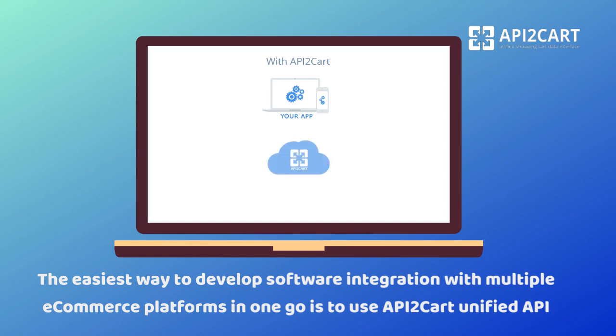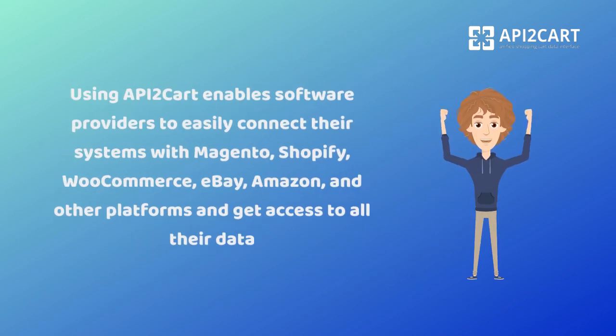The easiest way to develop software integration with multiple e-commerce platforms in one go is to use API2Cart Unified API. Using API2Cart enables software providers to easily connect their systems with Magento, Shopify, WooCommerce, eBay, Amazon, and other platforms and get access to all their data.